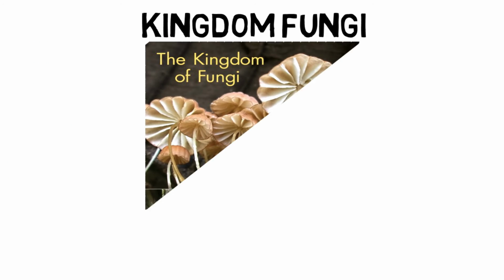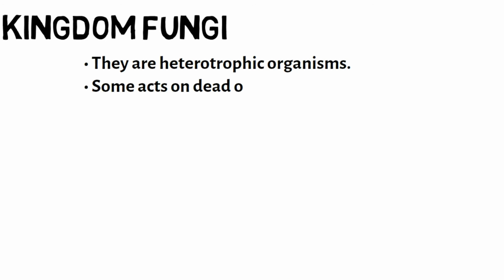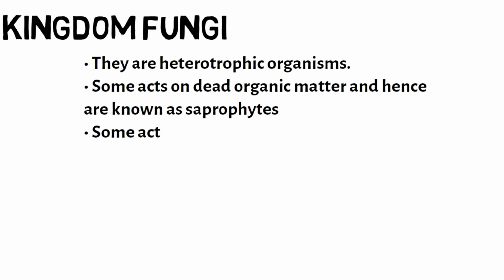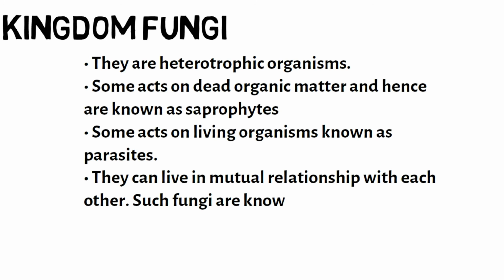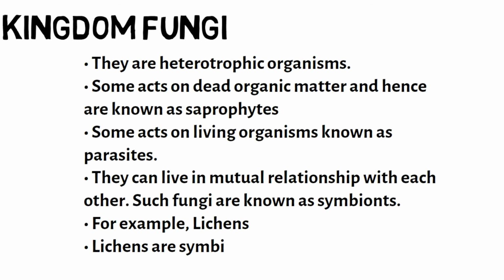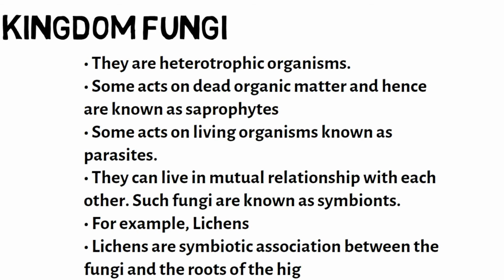Kingdom Fungi. They are heterotrophic organisms. Some act on dead organic matter and hence are known as saprophytes. Some act on living organisms and are known as parasites. They can live in mutual relationship with each other. Such fungi are known as symbionts. For example, lichens. Lichens are a symbiotic association between fungi and algae.